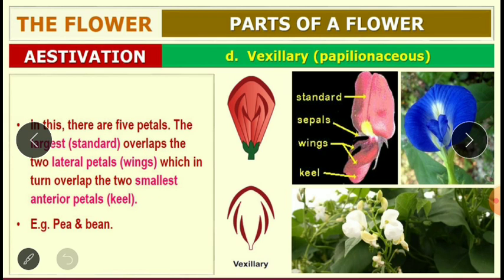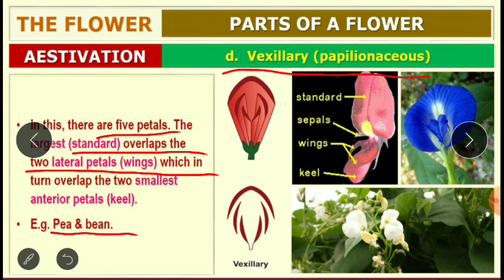Then coming to the next one, that is the vexillary aestivation or the papilionaceous aestivation. So let us see in this what is happening. This is a very peculiar type of aestivation found in very few plants. The most famous one is the pea plant. Pea and bean plant. So what you can see in this there is a particular type of arrangement of only 5 petals. So there are particularly 5 petals, in which there is one large petal, 2 medium petals and 2 small petals. The largest petal, which is known as the standard petal, overlaps the 2 lateral petals, which in turn overlap the 2 smallest anterior petals known as keel.